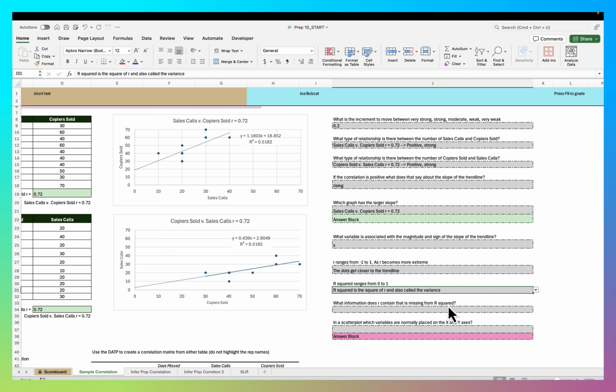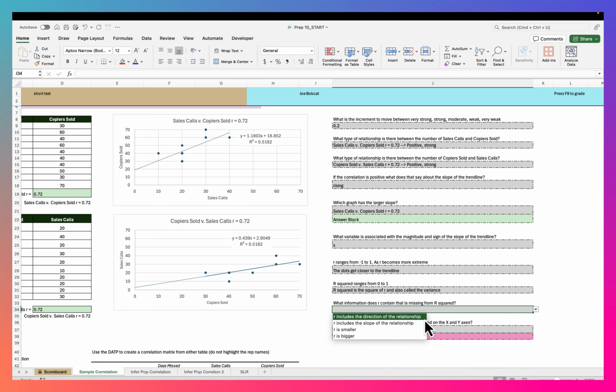What information does R contain that is missing from R squared? Well, if you square any number, even if it's negative, you're going to get a positive number. So once we square R, we lose the sign. In other words, we don't know if the line's going up or down. And so that's going to be the direction of the relationship.